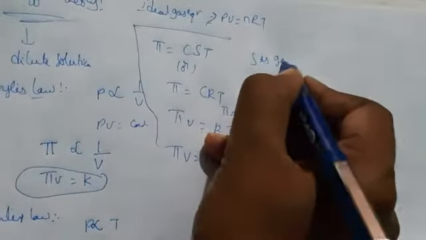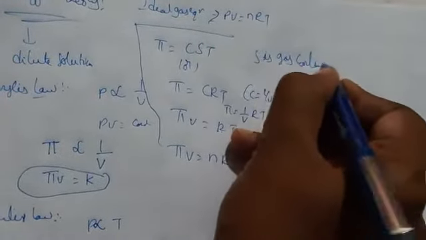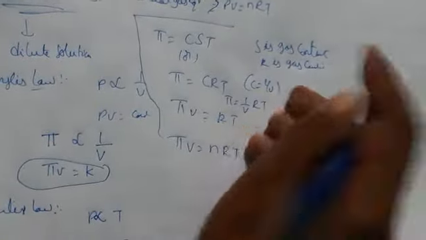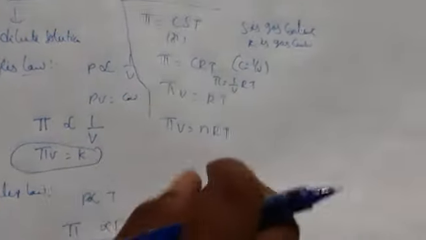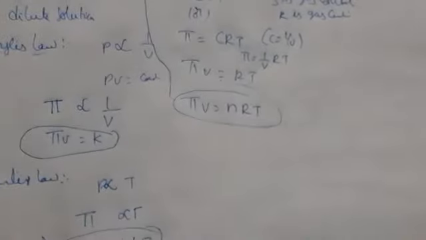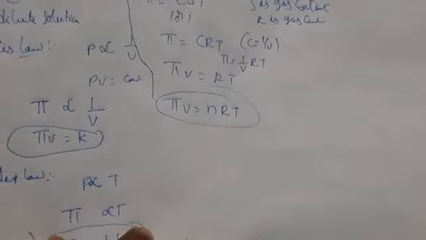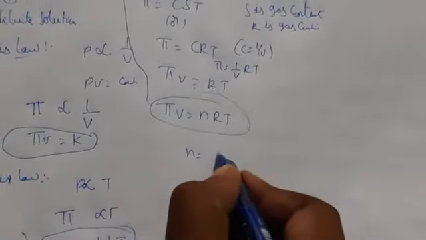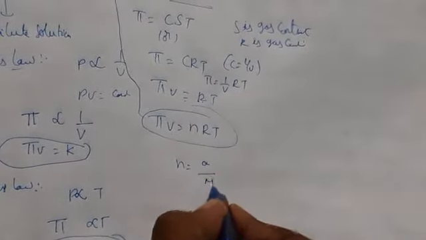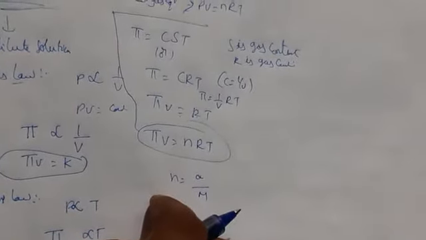S is a gas constant, whereas R is also a gas constant. In the place of S I have written R, that's all. Okay. So then we are going to get here pi V is equal to nRT, so for n moles of gas. So where n is nothing but what here? Weight of the molecules by gram molecular weight of the solute.